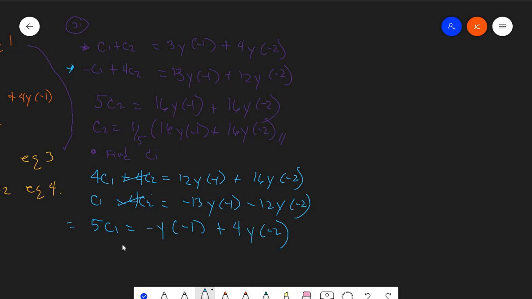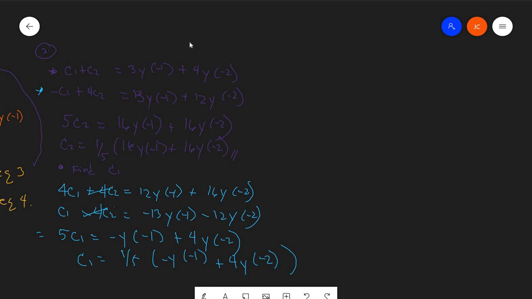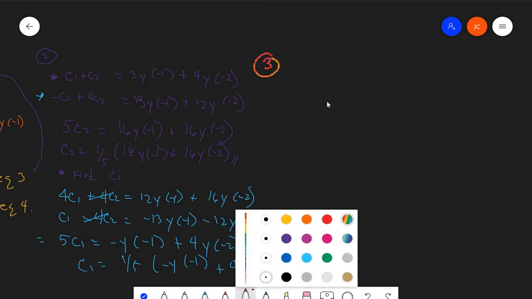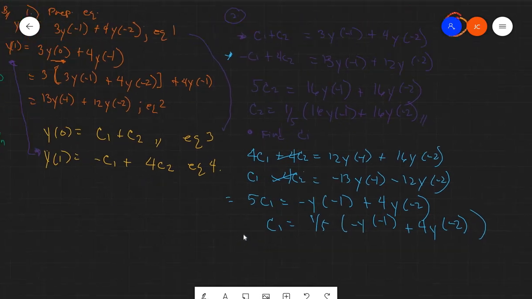Okay, and then simplifying it, c1 is equal to 1/5 of negative y[-1] plus 4y[-2]. We're nearly done. The next thing to do would be to plug in. We're just going to plug in the value of c1 and c2 using the formula.